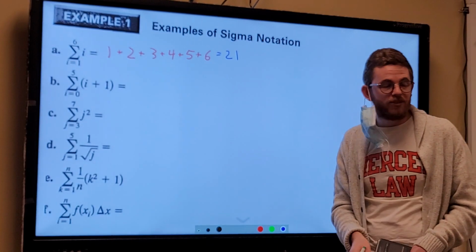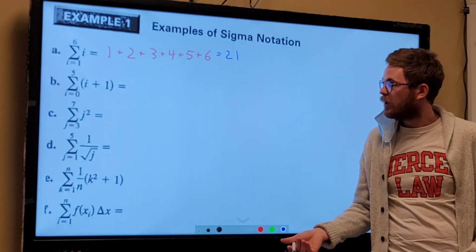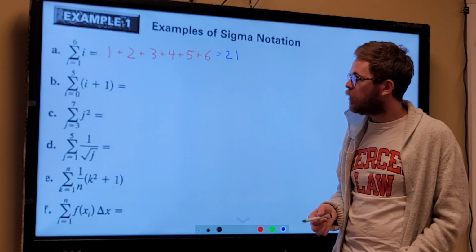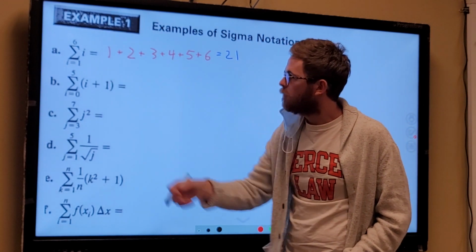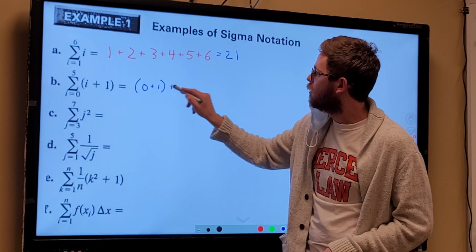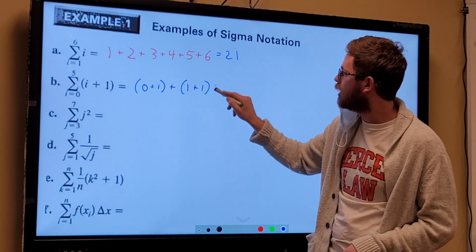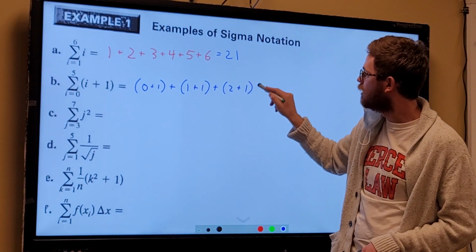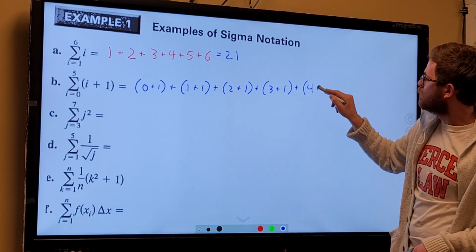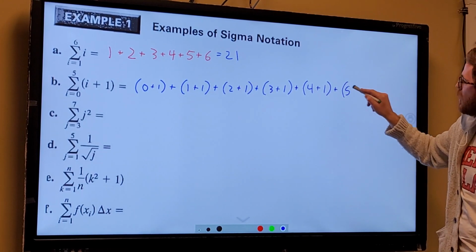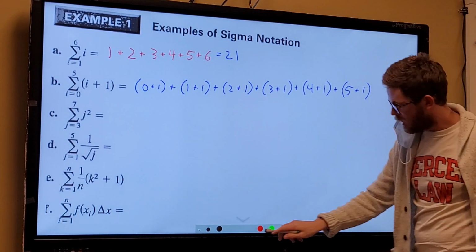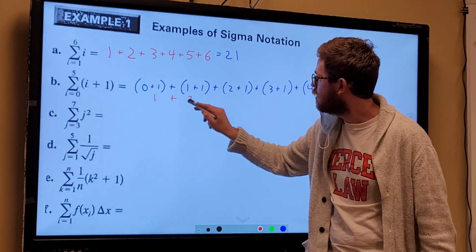Here, we're starting i at 0. It doesn't have to start at 1. It can start at 0. We want to do i plus 1, and go all the way until i is 5. So we're going to have 0 plus 1. We're going to add that to 1 plus 1. We're going to add that to 2 plus 1. And then 3 plus 1. And then 4 plus 1. And then, thank goodness we made it, 5 plus 1. Now that my hand is done cramping, I can add these up.